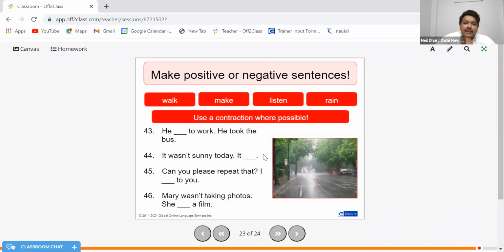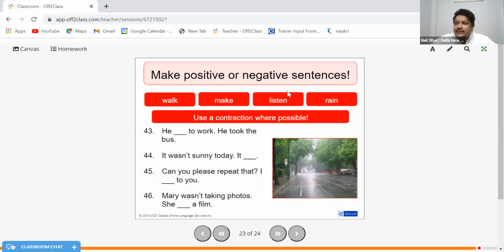Okay, make positive or negative sentences. Here is a choice given to you. Use anything that you want. You can make positive ones, you can make negative ones. But do remember, this is the real test. You need to understand the sentence should also make logic.